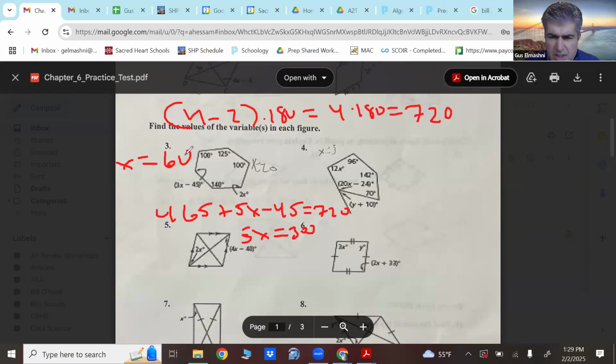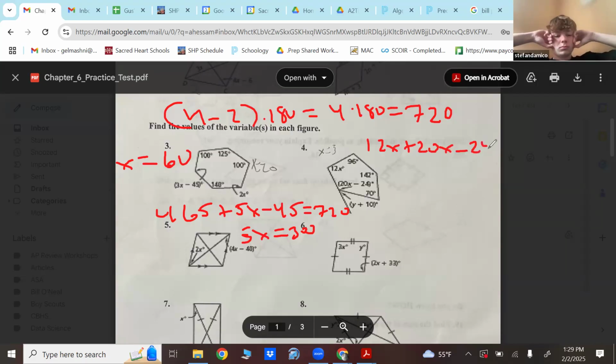Well, geez. 1, 2, 3. Okay, it's 5 sides. It's a pentagon. So 12x plus 20x minus 24. And then you have to add all these up. 166, 308.